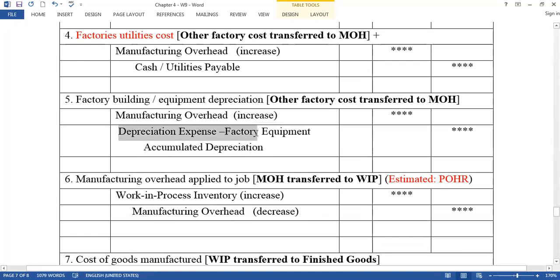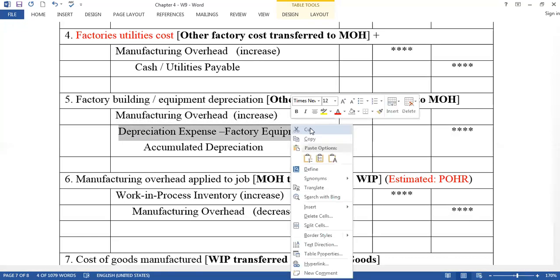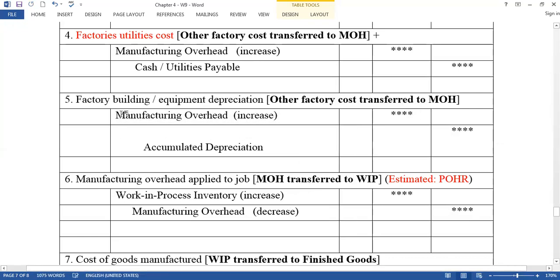Now depreciation expense transferred to where? Depreciation expense transferred to MOH, right? Do you understand? So we delete this one. Depreciation expense transferred to MOH, MOH debit, and accumulated depreciation credit. You cannot write cash here. Why you cannot write cash here? Because depreciation is a non-cash transaction. Do you understand? Depreciation expense transferred to MOH, MOH debit, and accumulated depreciation credit. Clear?